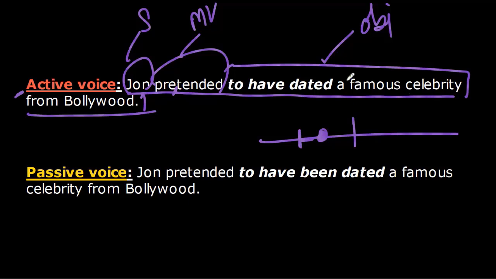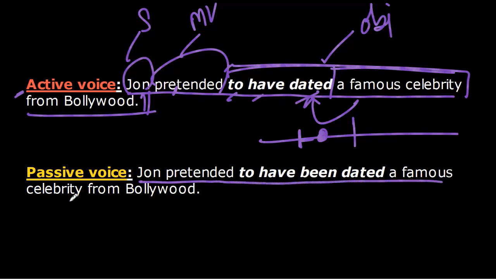John pretended to date a famous celebrity? No, this is simple. John pretended an action that he had performed. To have dated, this is my infinitive: to plus have plus past participle. Dated whom? A famous celebrity from Bollywood. This is the object of the infinitive dated. Understood? Passive voice: John pretended to have been dated by a famous celebrity from Bollywood.